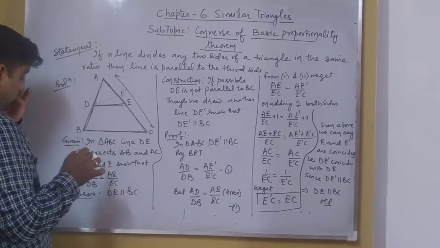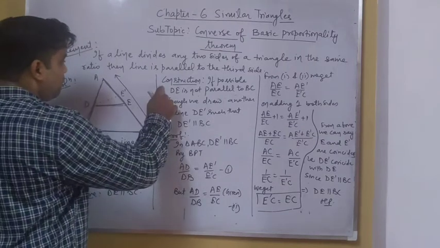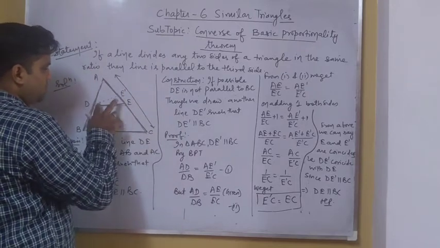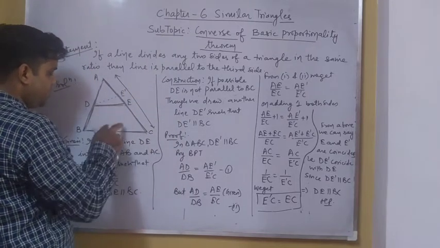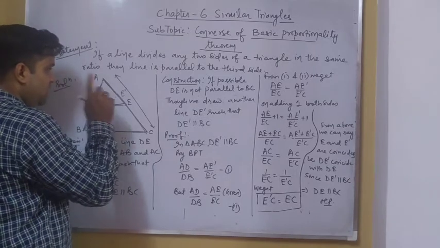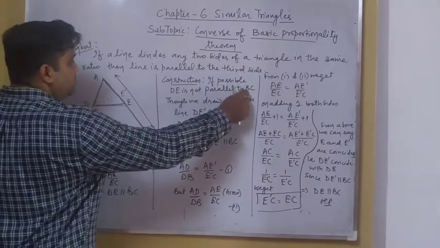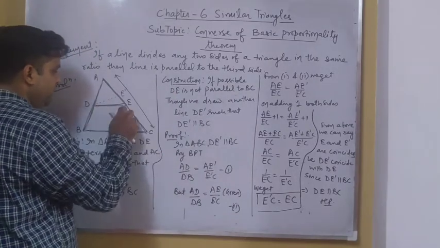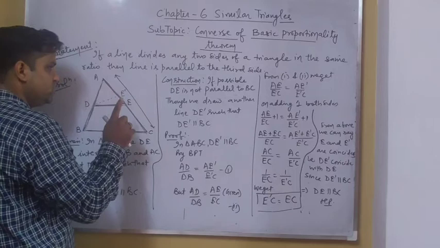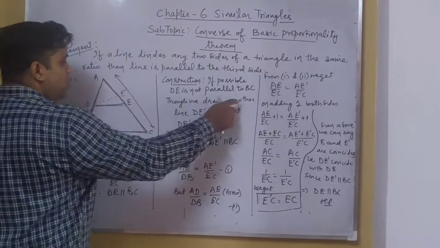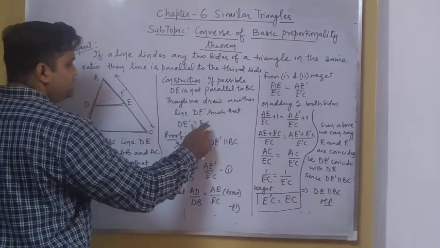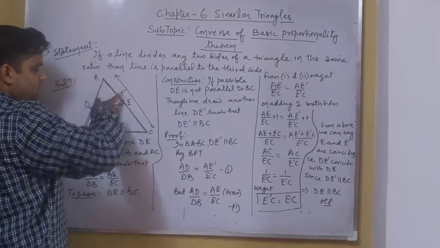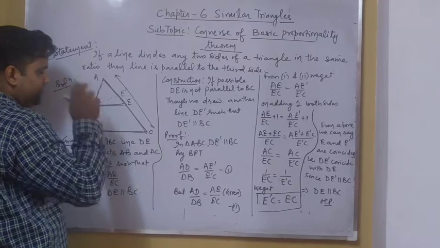Now let us come to the proof of this theorem. Before this, we do some construction. Let it be possible that DE is not parallel to BC. We consider that in the construction. So it means that we draw another line DE dash such that DE dash is parallel to BC.